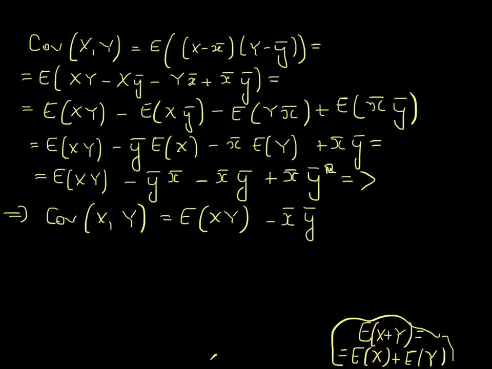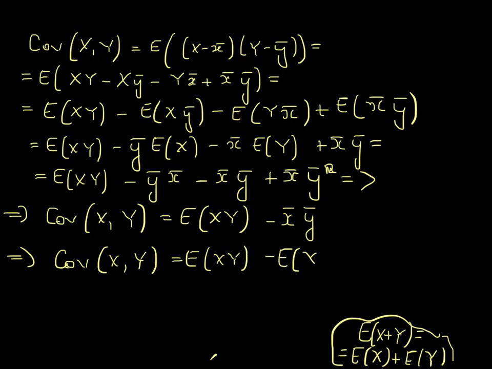So the covariance of xy is the expected value of xy minus the expected value of x times the expected value of y. Let us remember that the covariance was used to define how related the variables x and y are.